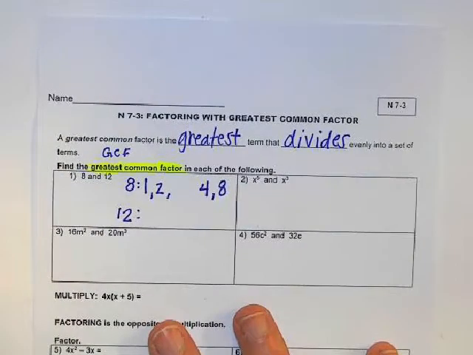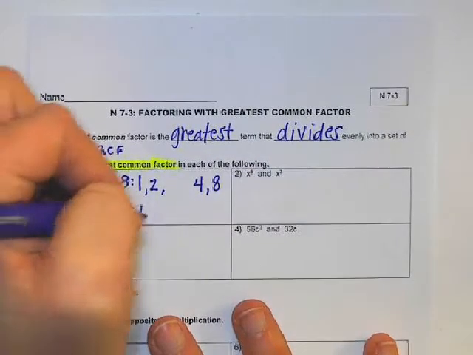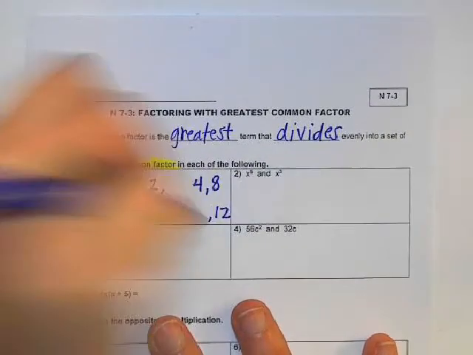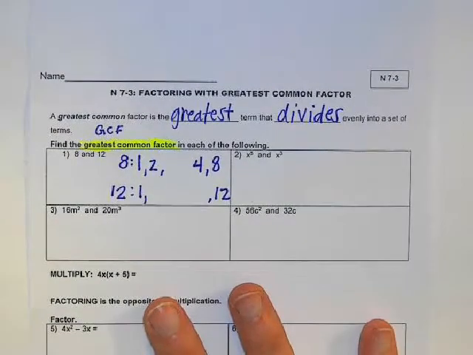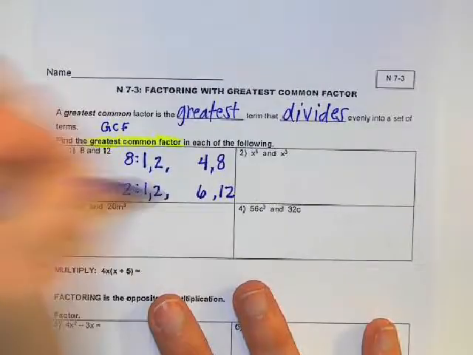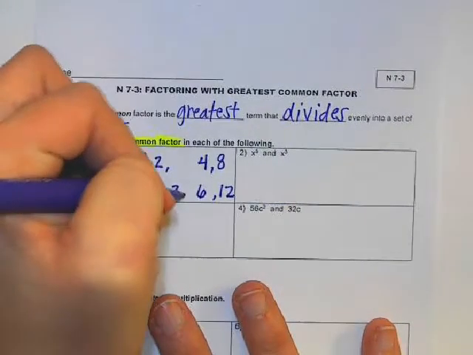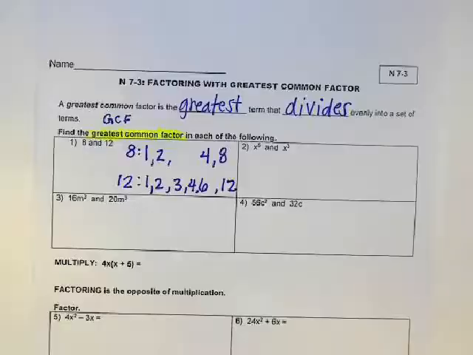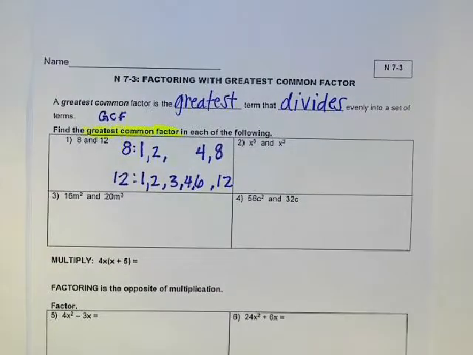First number is 1. Can 1 go into 12? Yes. 1 times 12. I put 12 in the back because it's my largest number. Then I move to 2. Can 2 go into 12? Yes. Cameron, you should be writing. 2 times what? 6. Then I move to the next number, 3. Can 3 go into 12? Yes. 3 times 4. Then 4. Can 4 go into 12? Yes. It's already on here, so I'm done.